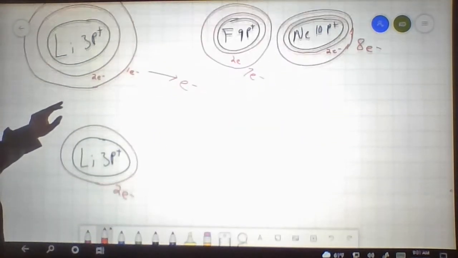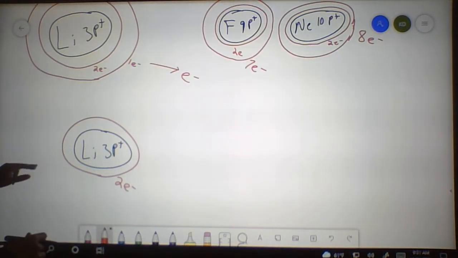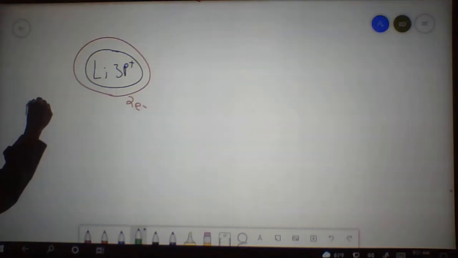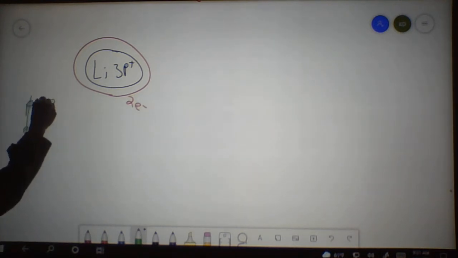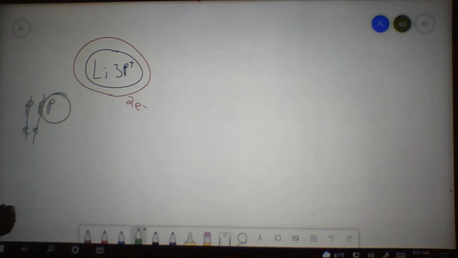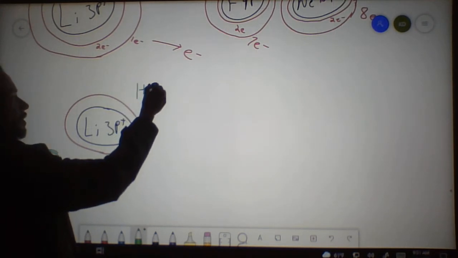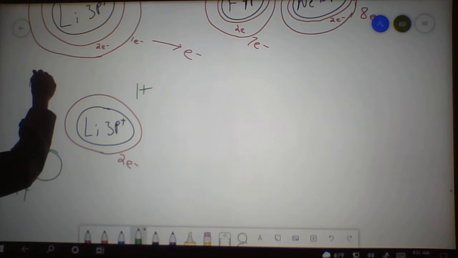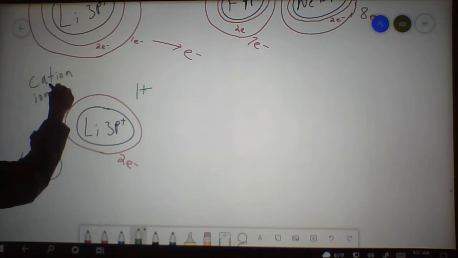So lithium lost 1. Now he's like helium. Now he's stable. But electrically, he's not neutral anymore. So if I look at that, this one has 3 protons, so we have proton, proton, proton. Only 2 electrons, electron, electron, so we cancel, cancel. And we have a 1 proton charge. So that tells me that the charge on this one is going to be 1 plus. So he's an ion now. So this is a cation. That's an ion with a positive charge.